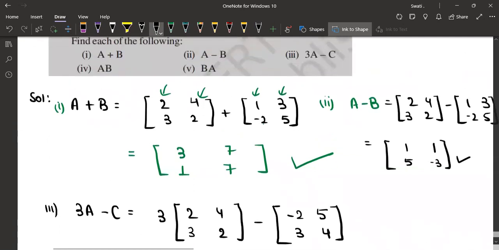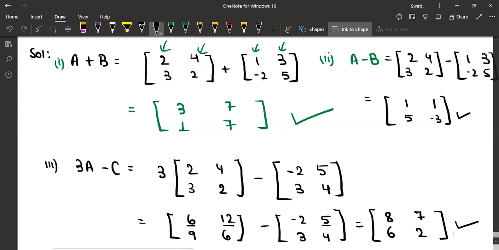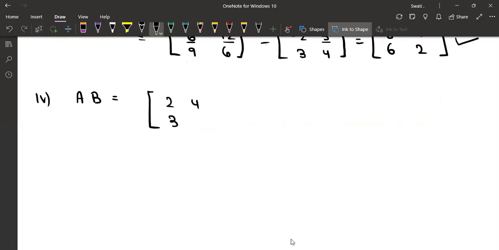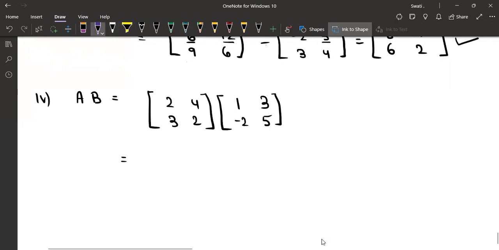Next question is we have to find AB and then we have to find BA. It's very simple. Let's write down first A times B. So if I write down here the entry of A, the entry of A is 2, 4, 3, 2. And then I need to multiply this with B, and the entry for B is 1, 3, minus 2, 5. All right, now we need to simply do the product here.